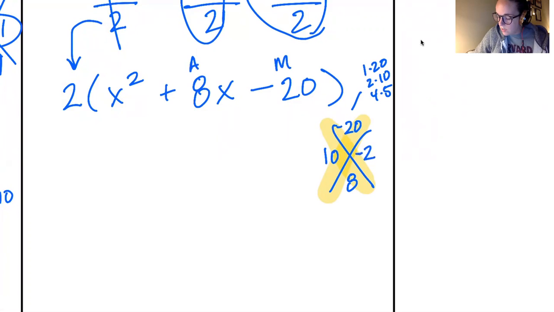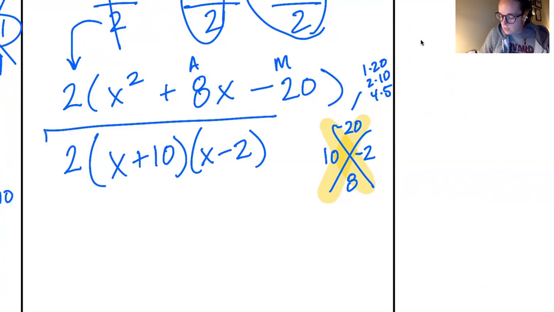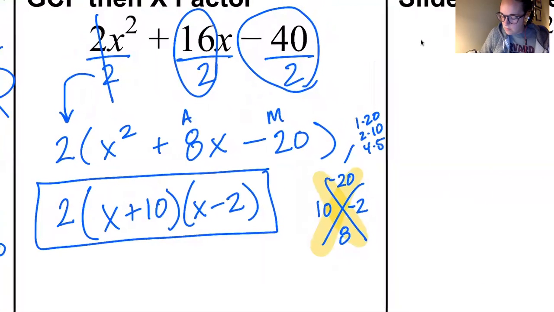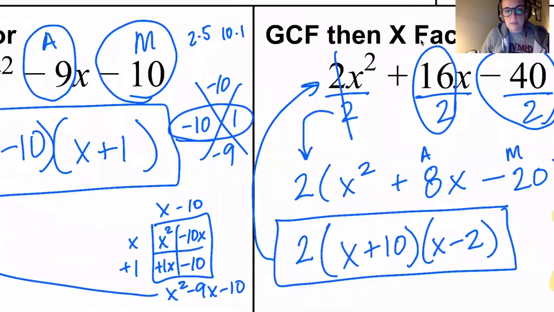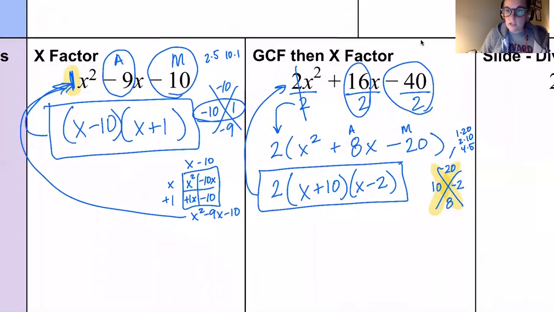So I'm going to do subtracting 2, 10 minus 2. So I would have x plus 10 and x minus 2. I'm going to still bring down that 2 from before because we factored it out. So this is the same as that, just written in a different way. So this one is basically the same as this one over here. The only difference is that in the second one, we took a GCF out first. We took that greatest common factor out first.